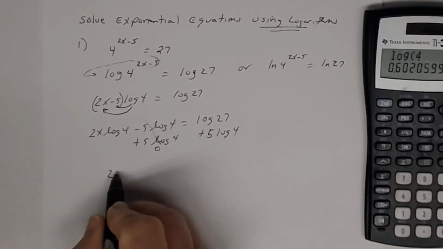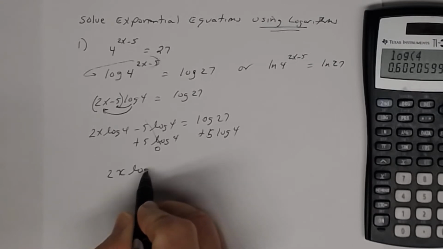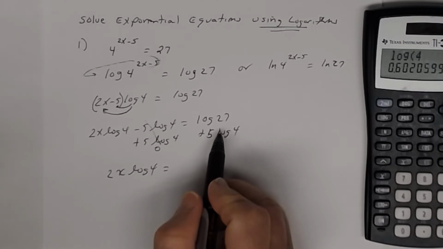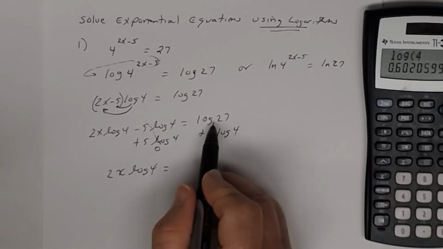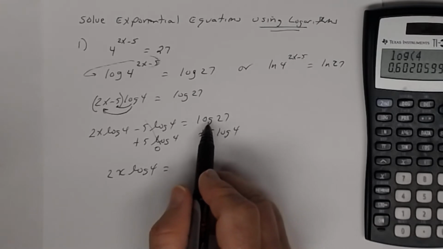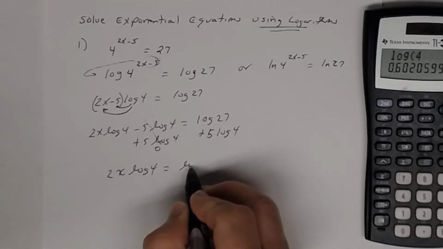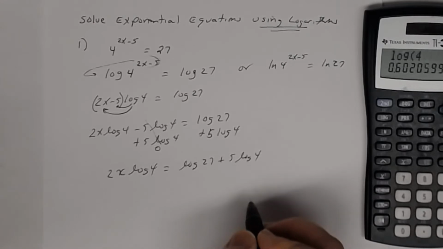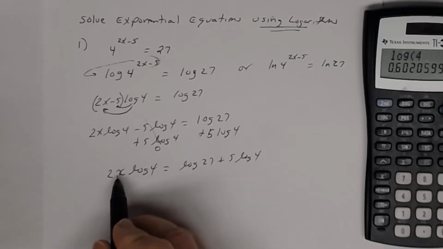So I get 2 times x times the log of 4 equals... Now be careful, these are not like terms. Even though the bases are the same, the arguments are different. So all you can do is write it as the log of 27 plus 5 times the log of 4. And then I have to get x by itself.